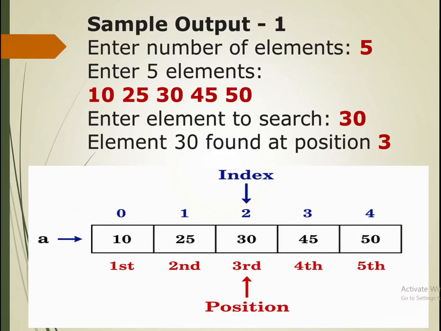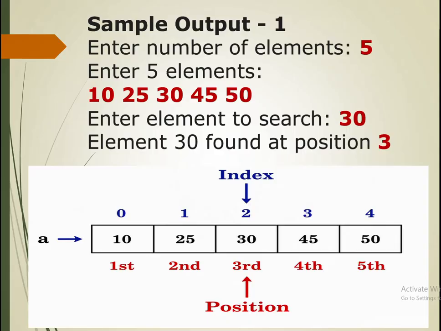We have array a. Index starts from 0 to 4. The values are 10, 25, 30, 45, 50. And the position is always different from the index. The position equals index plus 1. Initially i equals 0. Then we check the while loop condition.